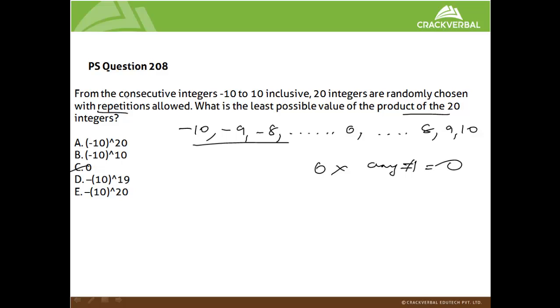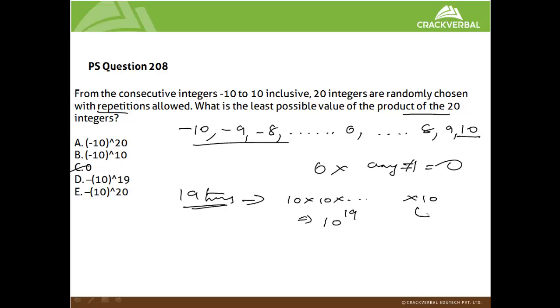So we don't have to pick 0, but what are the other elements we can pick? We can pick 20 integers, all can be repeated, and it has to be least. Pretty simple. Remember that to make something negative, you need to multiply the entire product with a negative number. For example, if I pick 19 tens, since tens can be repeated, 19 times, out of the 20 integers I have to pick, and all 19 times I am picking 10, that means 10 into 10 into 10, and so on 19 times. So that means 10 power 19.